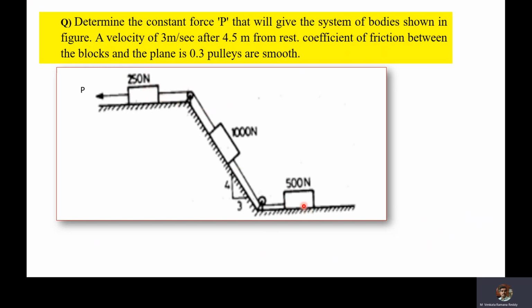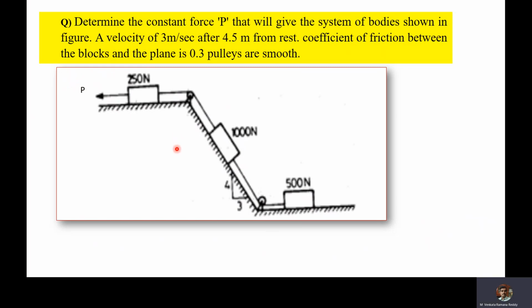Then these three bodies are to be moved at a time by the application of the force P. These three bodies are traveling with the same velocity, moving on this particular surface. This 500 Newton body is on a flat surface, whereas the 1000 Newton body is on an inclined surface, and the 250 Newton body is on a flat surface. Because these three bodies are connected, it's called a connected bodies problem. So here we have to find the constant force P that will make the system of bodies move.